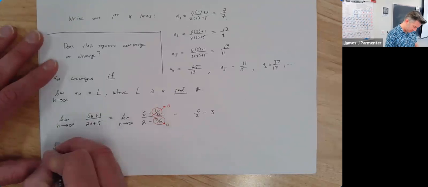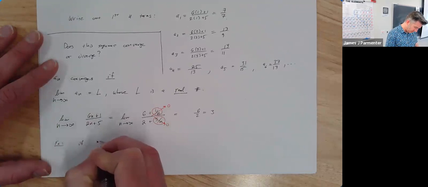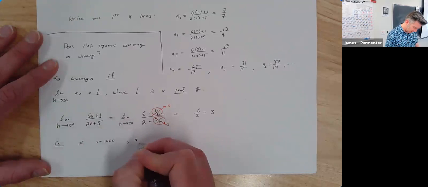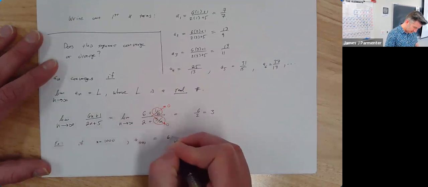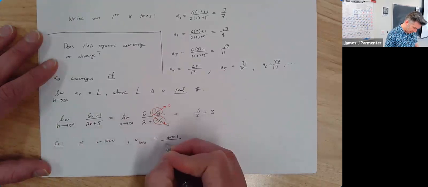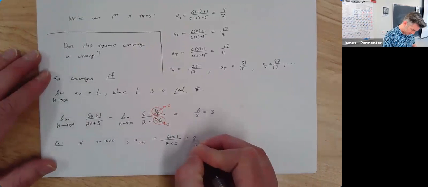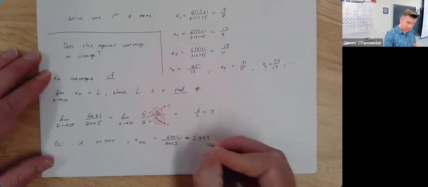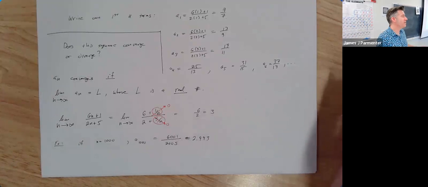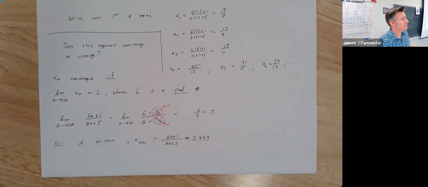Just for example, if n equals 1,000, a sub 1,000 is equal to 6,000 plus 1 over 2,000 plus 5. If I check my calculator, 6,001 divided by 2,005 is approximately 2.993. Pretty close to 3. So it's just like how limits work, right? If a limit exists, then we say that the sequence converges. If the limit doesn't exist, we say the sequence diverges.